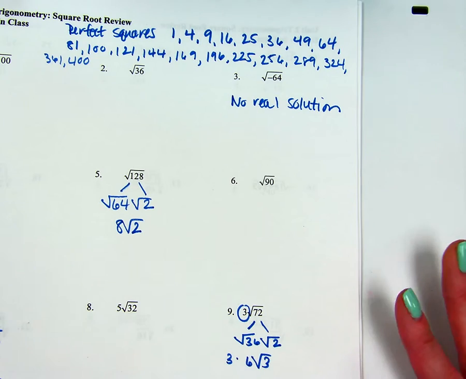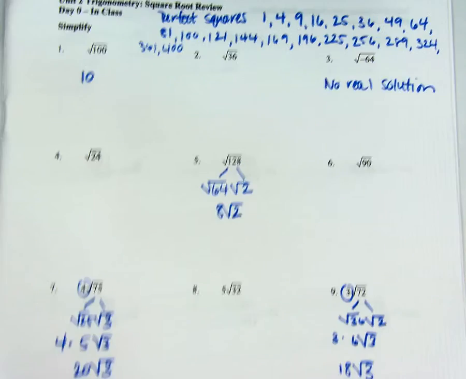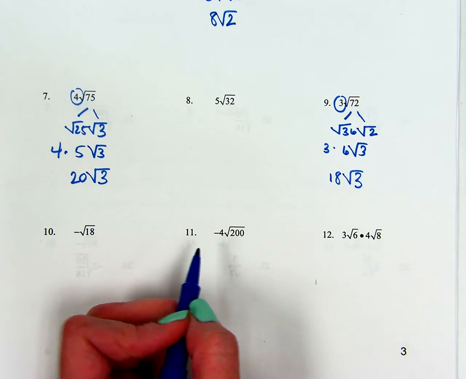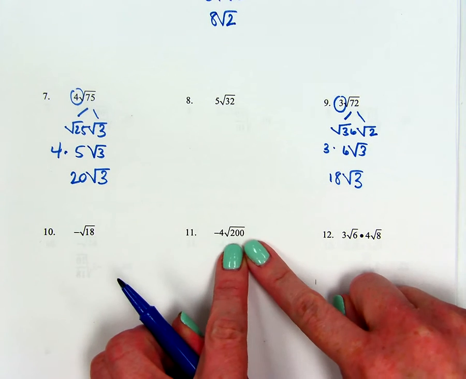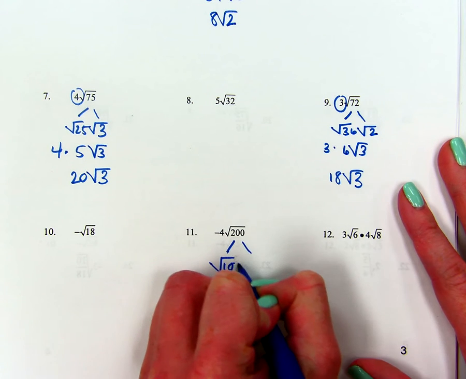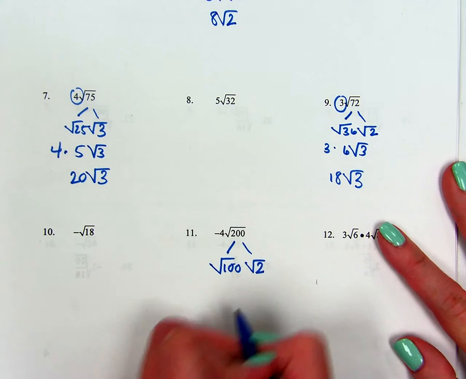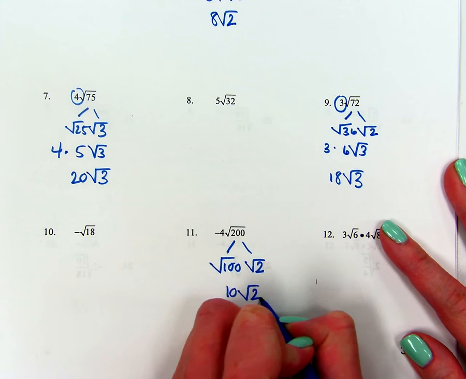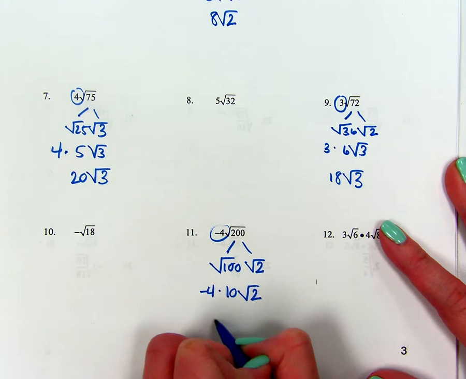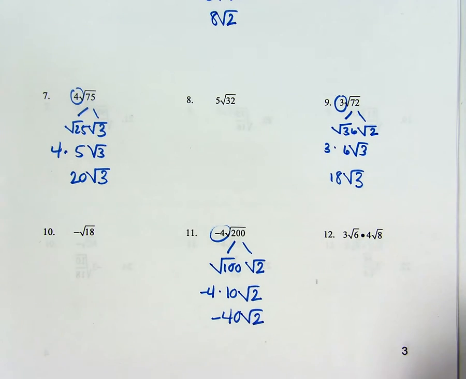And 11. So again, 200 is not a perfect square. Feel free to check that at the top of your list, but it's not a perfect square. So we're looking for a perfect square that goes evenly into 200. So we have the square root of 100, the square root of 2. So the square root of 100 is 10. So we have 10 root 2. And again, don't forget about your negative 4. Negative 4 times 10 is negative 40 root 2. So that's it for the odds on the first page.